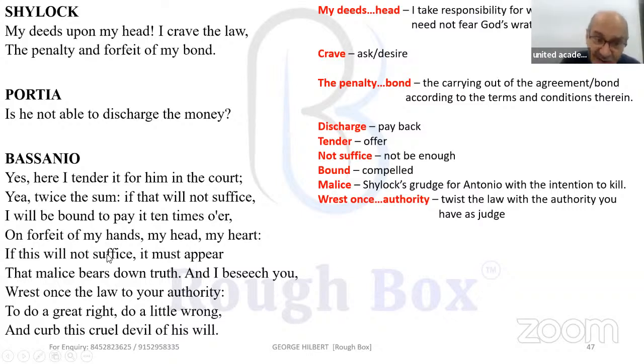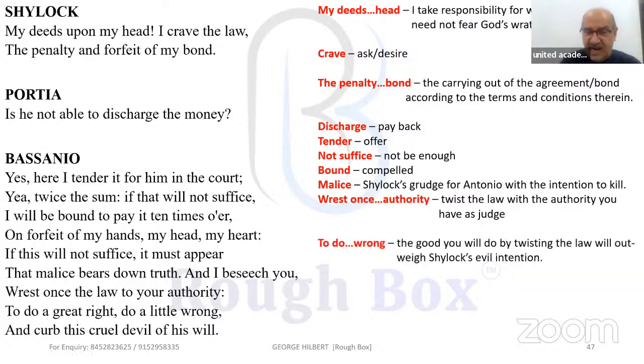And if even that will not suffice, then it must appear very clearly that malice bears down through. If even my hand, my heart is not enough for him, then it must appear very clear that Shylock has malice in his heart. And because of that malice, he intends to kill Antonio.